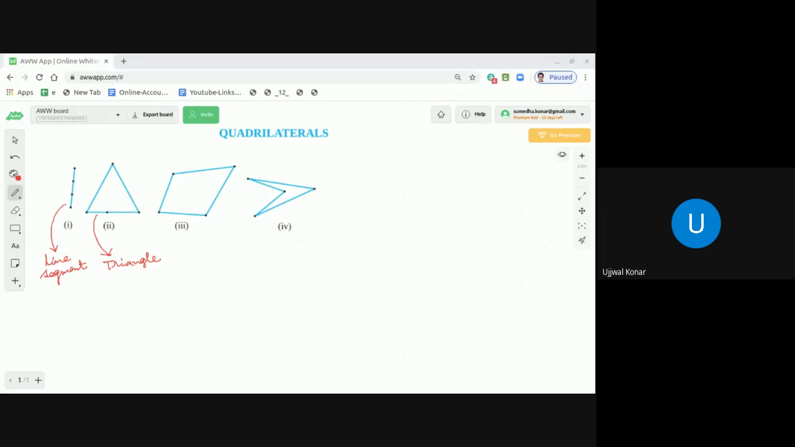So a quadrilateral has 4 sides, 4 angles, and 4 vertices. Let me show you, then it will be very clear to you. Dear students, look here: a quadrilateral has 4 sides, 4 angles, and 4 vertices.